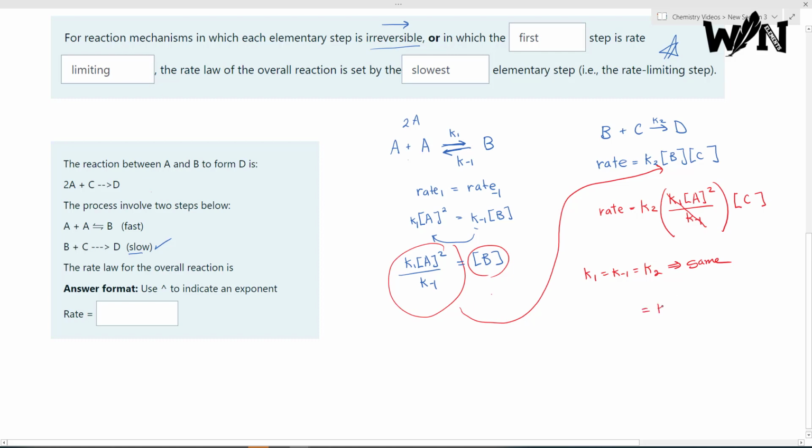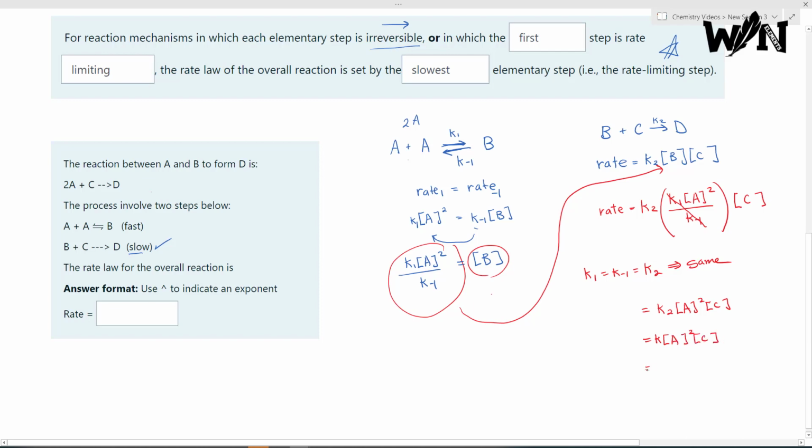It's going to be K2, A to the power of 2, and C. And that's all we have to do. Isn't that nice? But again, we're not going to use the word K2. We're just going to write a general K, A squared equal to C.